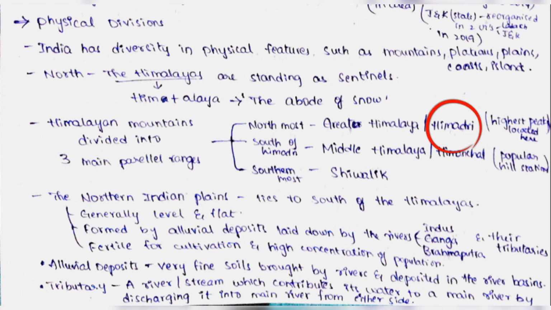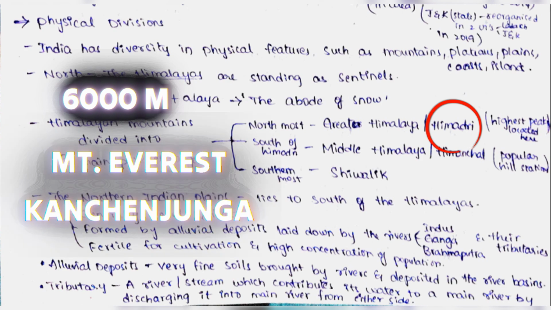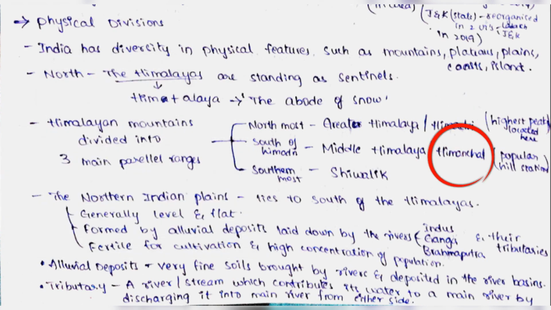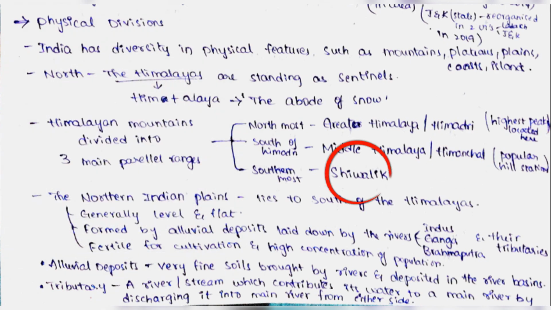Himadri is called the Greater Himalayas. It is the northernmost and highest range, and the Himadri's average height is about 6,000 meters. It has the world's highest peaks like Mount Everest and Kanchenjunga. Next comes the Himachal. It is the middle range and it includes beautiful hill stations like Shimla, Mussoorie and Nainital. Shivalik is the southernmost and lowest range. It is covered with forests and small hills.